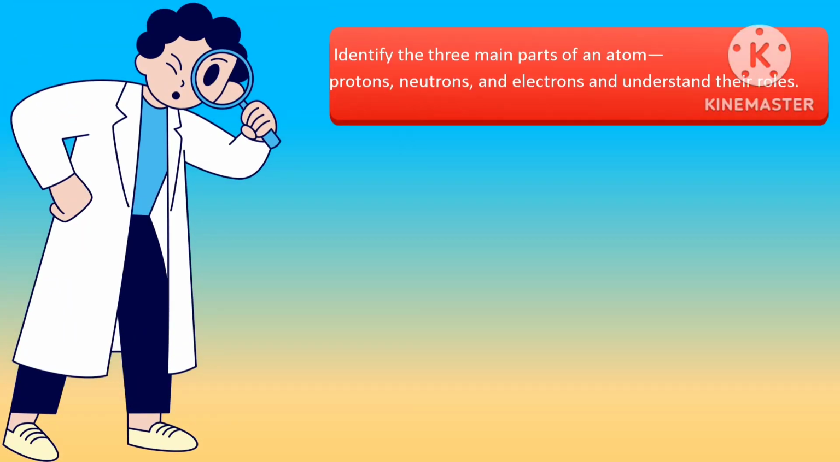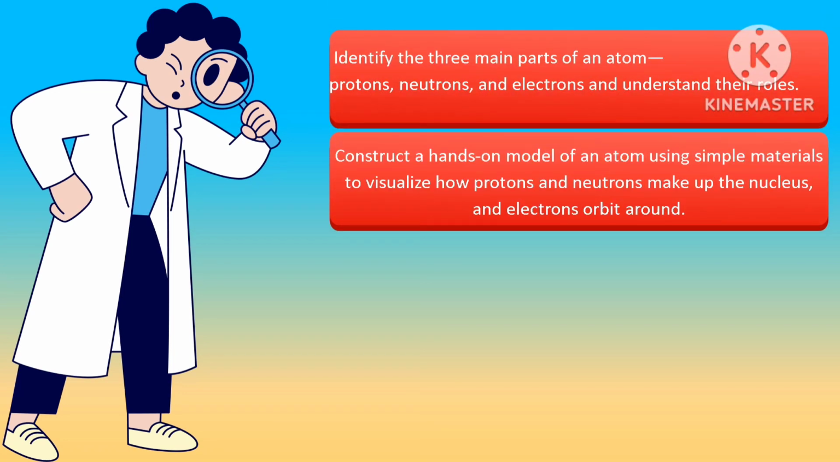At the end of this lesson, you will be able to identify the three main parts of an atom: protons, neutrons, and electrons, and understand their roles. Construct a hands-on model of an atom using simple materials to visualize how protons and neutrons make up the nucleus and electrons orbit around.